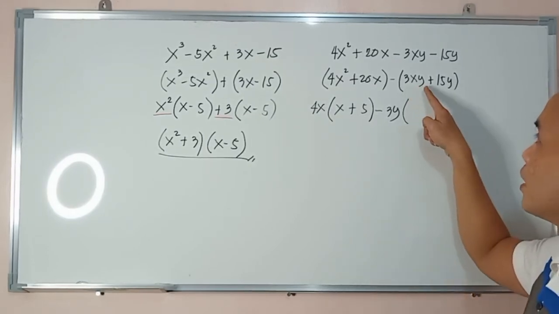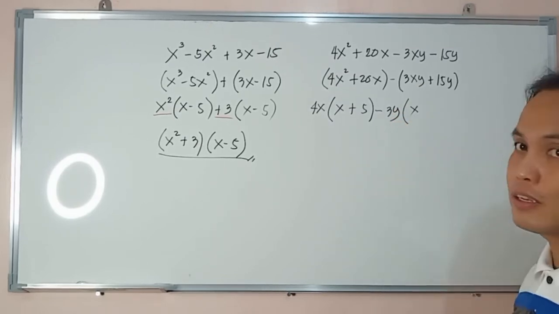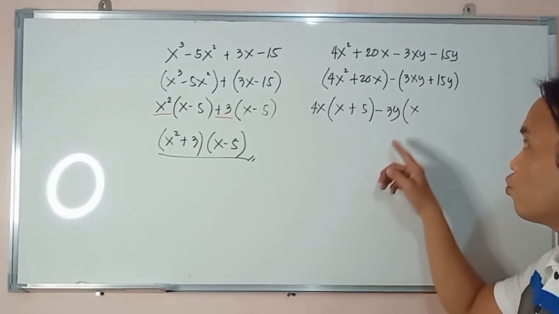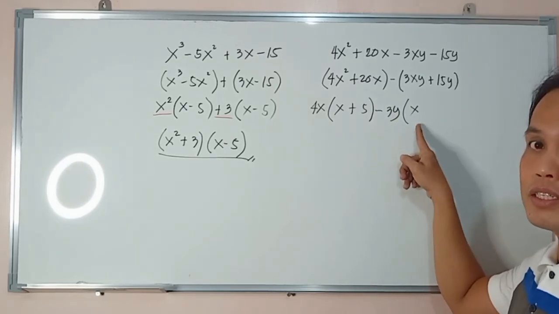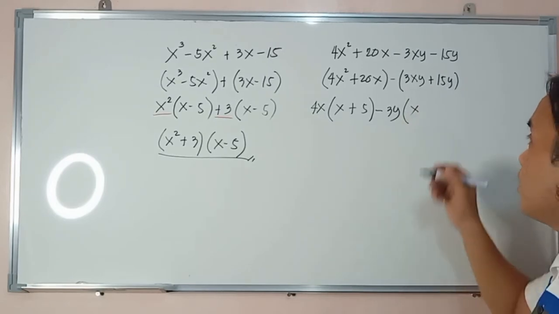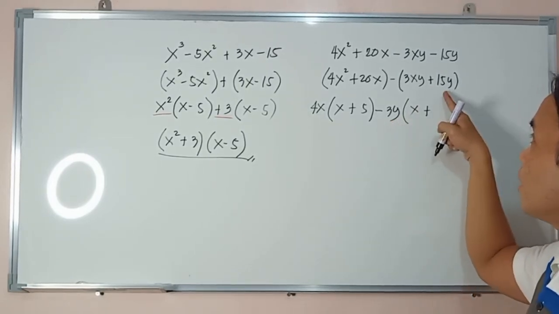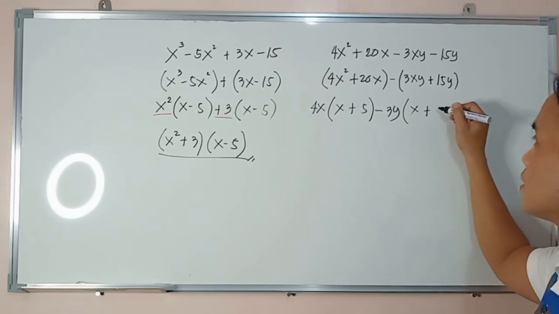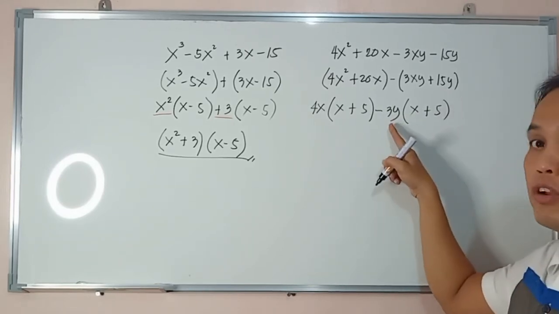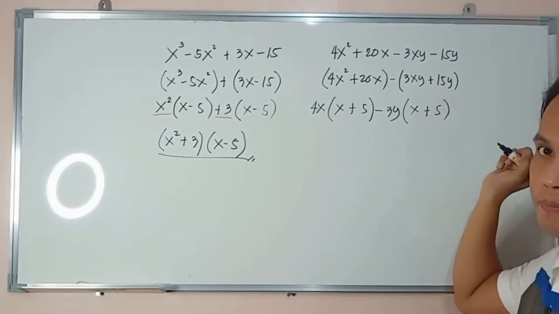We have 3xy, we factored out the 3y, so what shall remain shall be x, because when we multiply 3y times x, that is equal to 3xy. Then we copy plus. So we have 3y here. What shall remain for 15y is 5, because when we multiply 3y times 5, that is 15y.